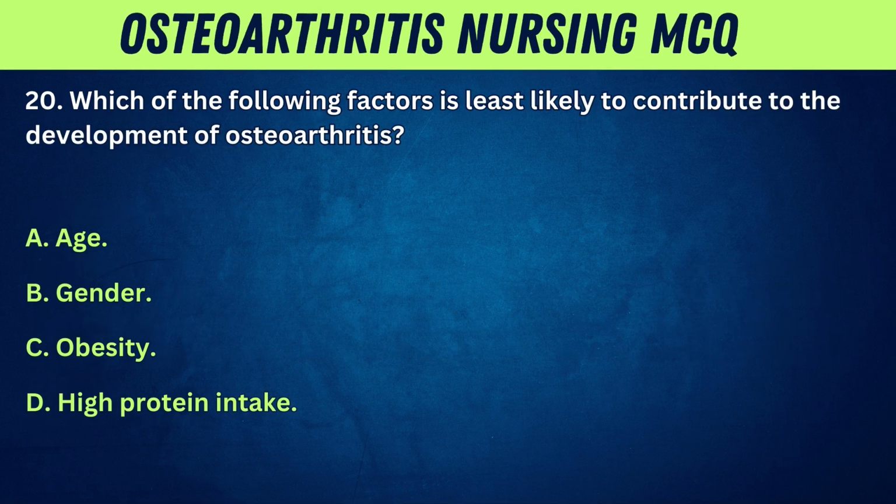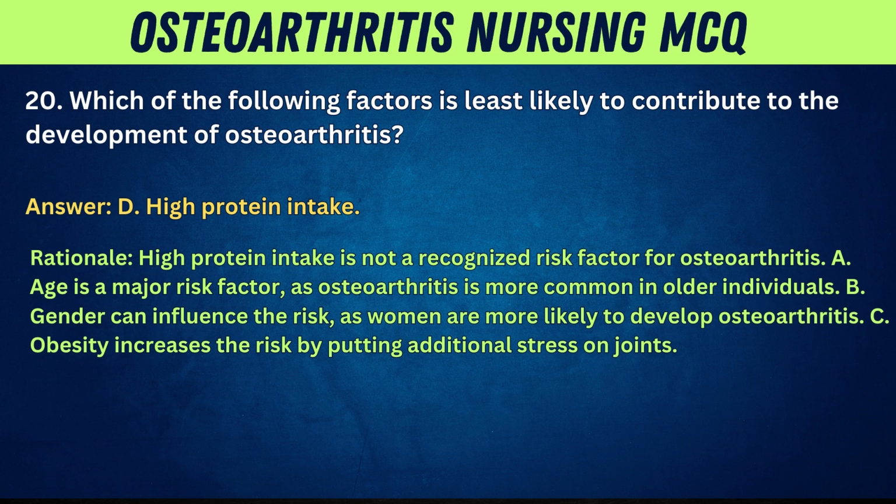20. Which of the following factors is least likely to contribute to the development of osteoarthritis? A. Age. B. Gender. C. Obesity. D. High protein intake. Answer: D. High protein intake. Rationale: high protein intake is not a recognized risk factor for osteoarthritis.